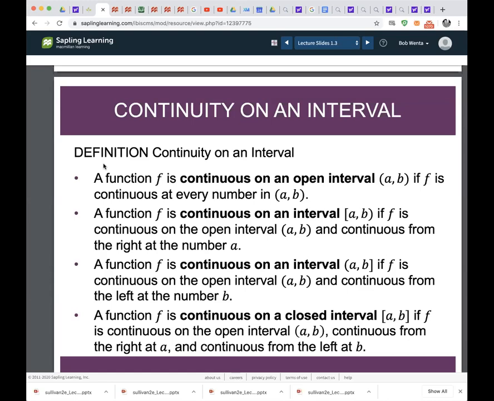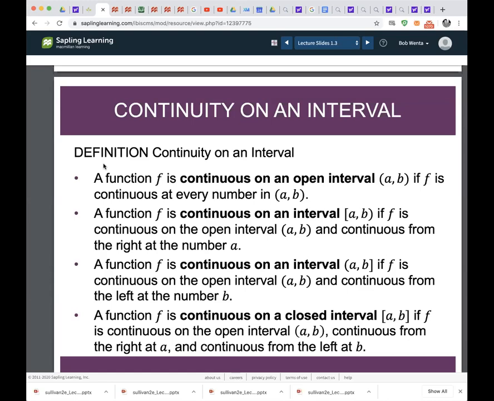Continuous on the interval, closed bracket a, comma, b, open bracket. If f is continuous on the open interval a to b, that's everything in between, and continuous from the right to number a. That's a way for it to be a closed bracket. From the right, you can show that it's continuous.